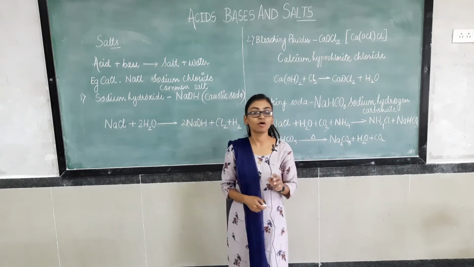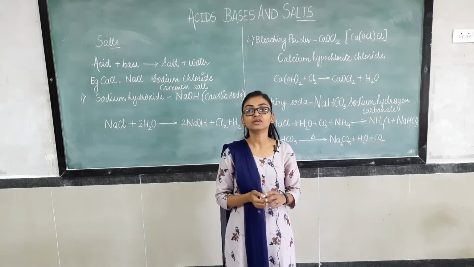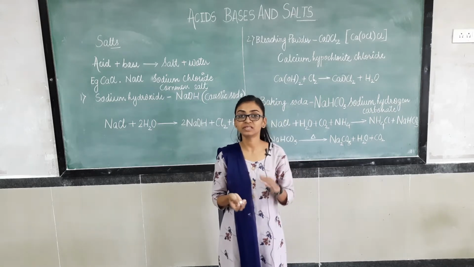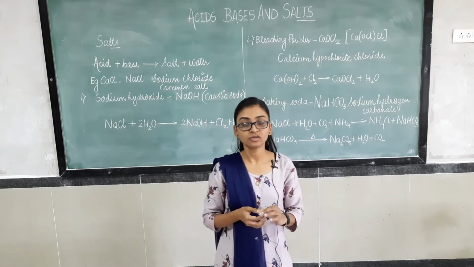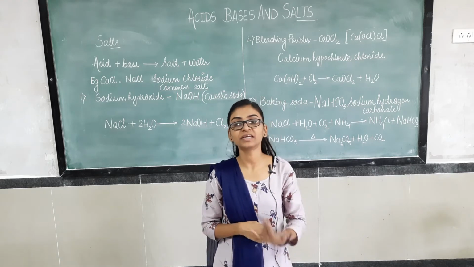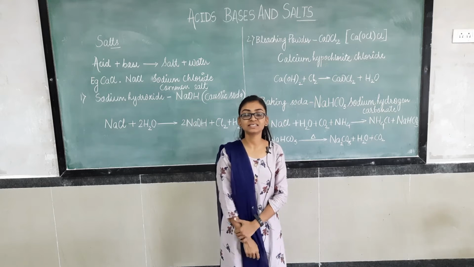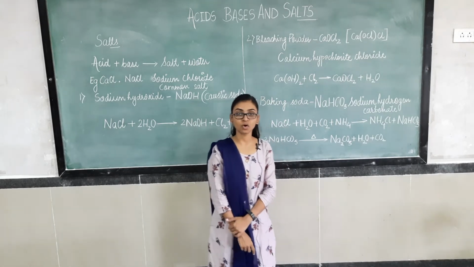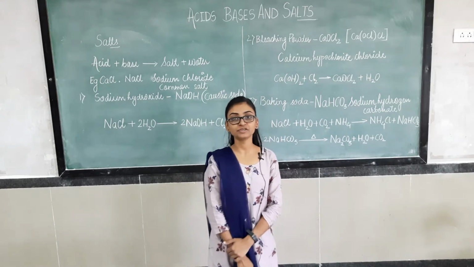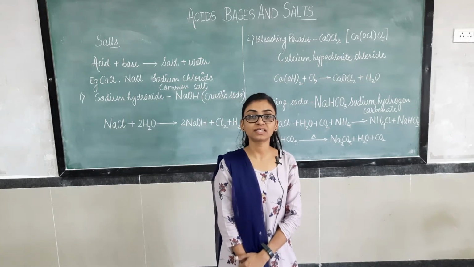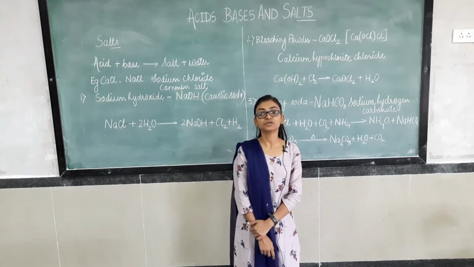See, salts are formed when acid and base react with each other. So the pH of salt differs with the reaction of different acids and bases. We will first see the pH of some salts. When one strong acid and a strong base combine to form a salt, the pH of that salt will be 7, that is neutral.